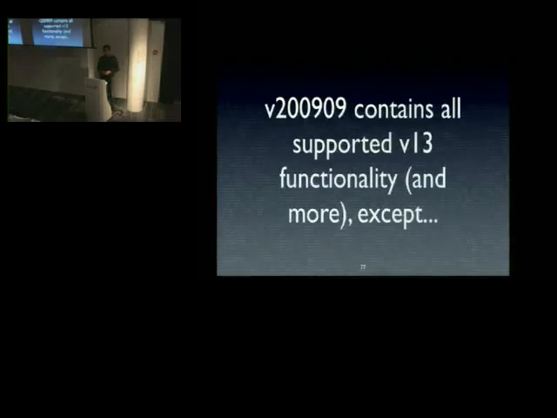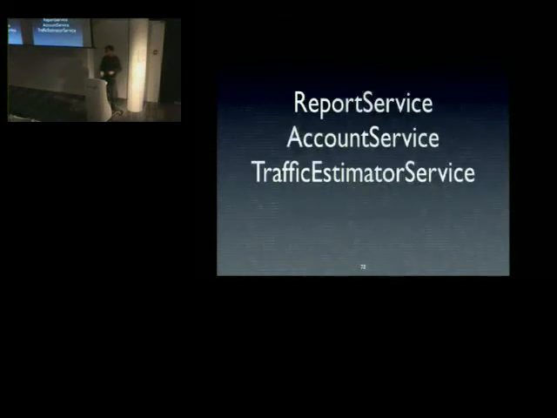Essentially, V2009 contains everything V13 does, all the supported V13 functionality. V13, again, is the older version of the API, except 3 services. So that's the traffic estimator service, account service, and report service. So these 3 services are not yet available in V2009.